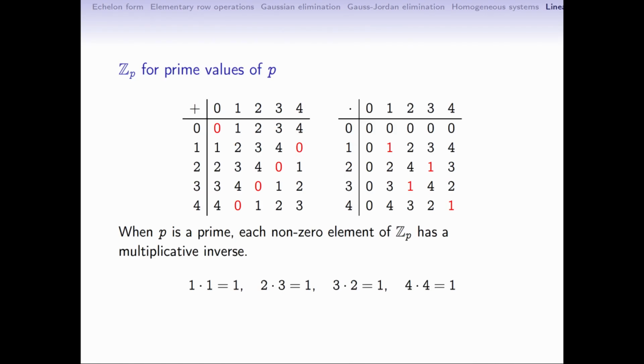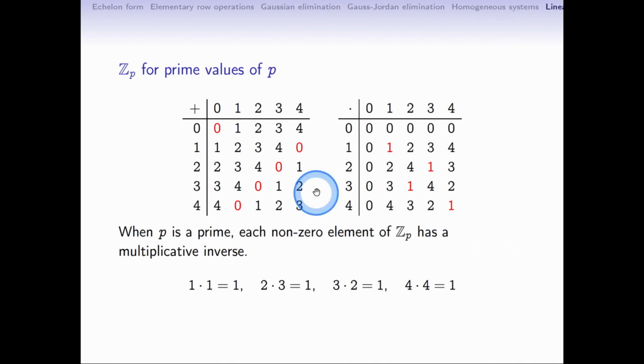Now let's use as our exemplar Z5. What I've got here on the screen is the addition table for Z5, and I've got the multiplication table for Z5. And in both of these tables, I have some entries that are in red, and I want to look at each of these as special entries in the table.